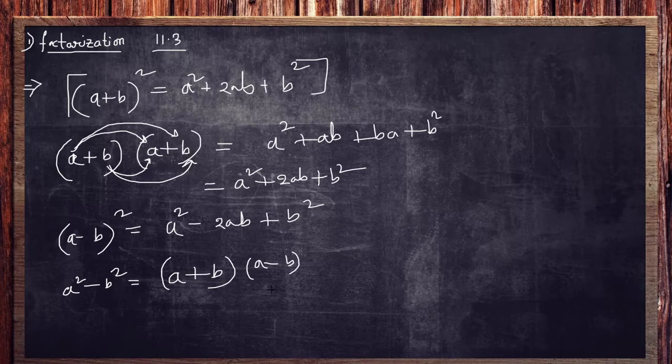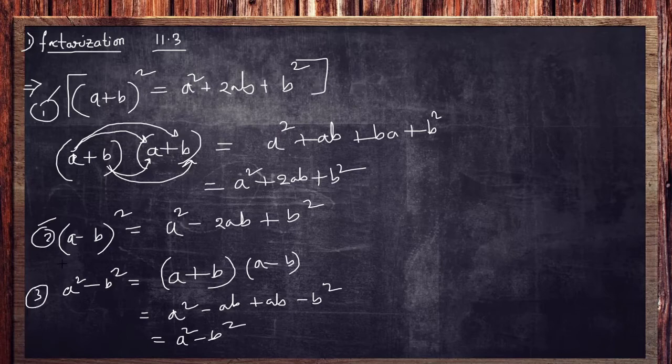Start from this, (a plus b) and (a minus b). If you multiply all this, you will get a square minus ab plus ab minus b square. So finally, the answer should be a square minus b square. That is how you have to prove. What should be your work? All these identities, number 1, number 2, number 3, you have to prove by yourself and submit in the group as a PDF. Okay, so this is done, and these are all the required identities in this part.